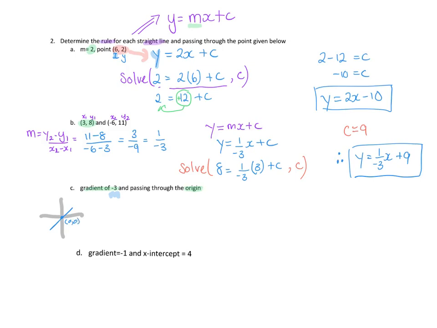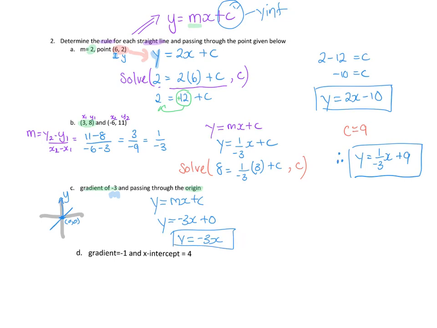But if it's going through 0, 0, where's it cutting the y-intercept? Where does it cut this y-intercept? It cuts it at 0. And doesn't c tell you the y-intercept? Yes? So if it's 0, then you could pretty much write this. We know the basic formula is this. Wouldn't it be y equals negative 3x plus 0? But do we really need to have the 0 there? No. So we can just write y equals negative 3x, like that.